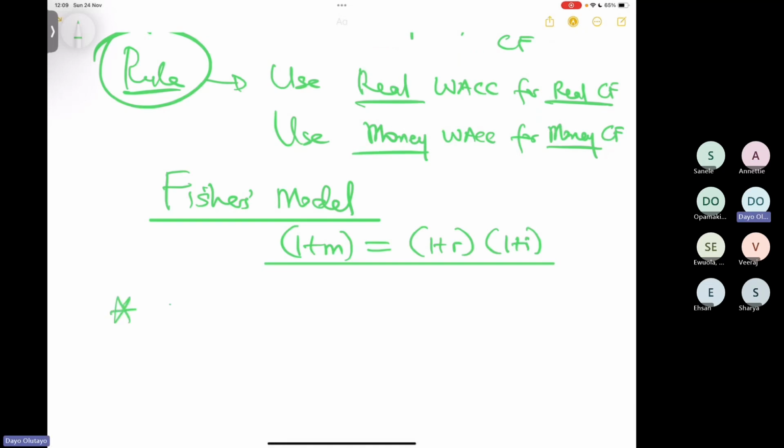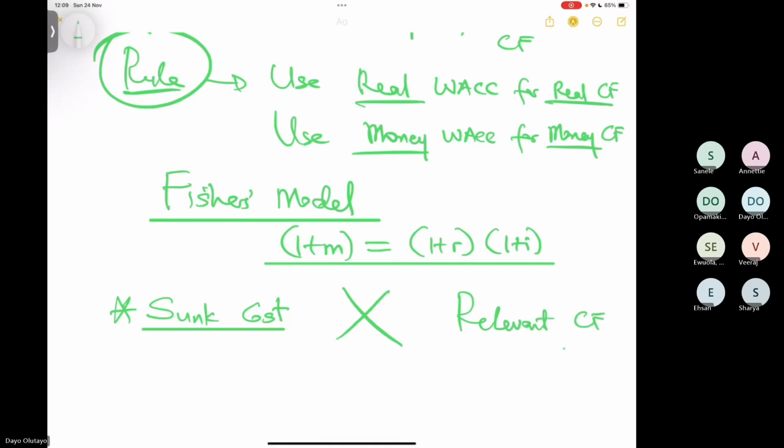They can also try to confuse you with sunk cost. Please know that sunk cost is not used in investment appraisal. We only focus on relevant cash flows. And how do you know relevant cash flows? These are the cash flows you will spend after you have decided to take the investment. It's not a cash flow that you spend whether you decide or not. This one is only spent after you have decided.